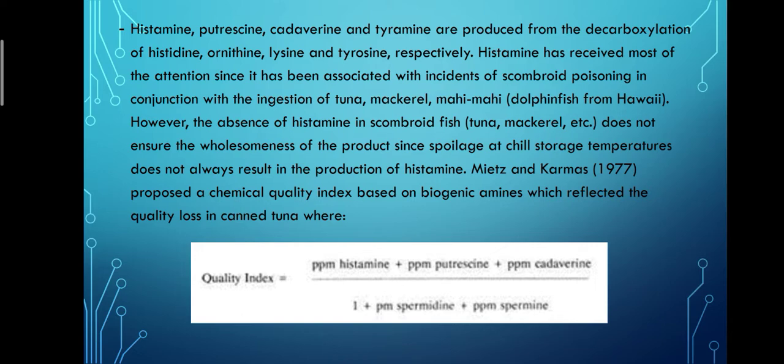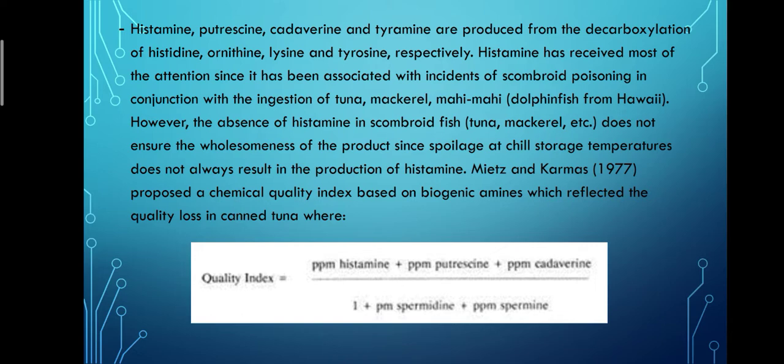Histamine will receive most of the attention since it has been associated with the incidence of scombroid poisoning in conjunction with the ingestion of tuna, mackerel, mahi-mahi. However, the absence of histamine in scombroid fish does not ensure the wholesomeness of the product, since spoilage at chill storage temperatures does not always result in the production of histamine.